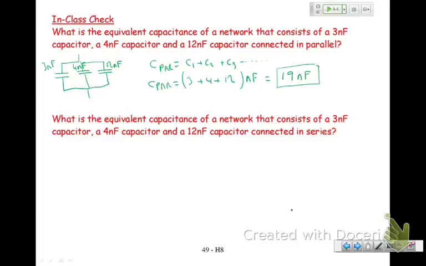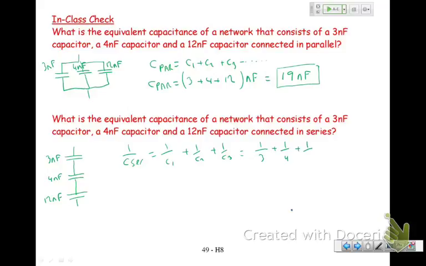On this one, what is the equivalent capacitance of a network that consists of a 3 nanofarad capacitor and a 4 nanofarad capacitor and a 12 nanofarad capacitor, 3 nanofarads, 4 nanofarads, 12 nanofarads, connected in series? 1 over C series is equal to 1 over C1 plus 1 over C2 plus 1 over C3. That's my warning bell. So I say that equals 1 over 3 plus 1 over 4 plus 1 over 5.